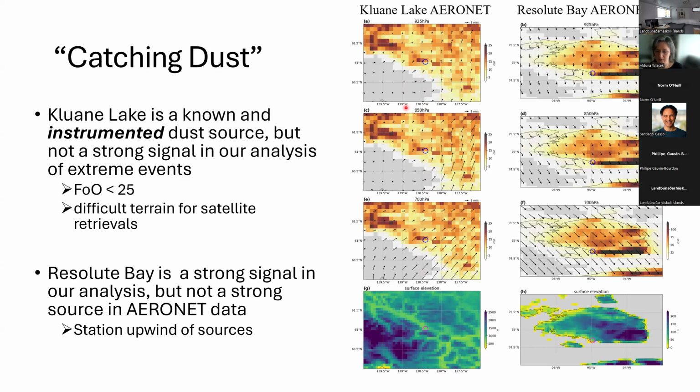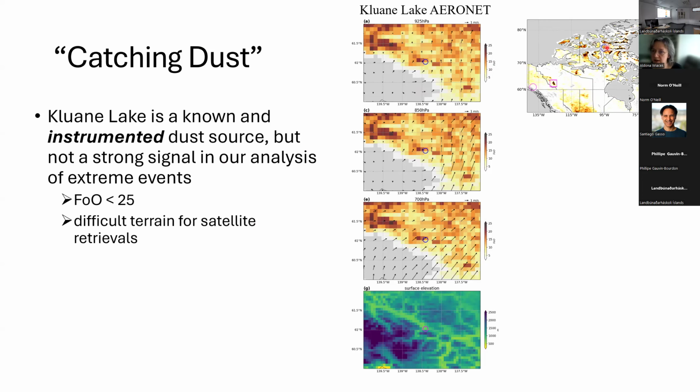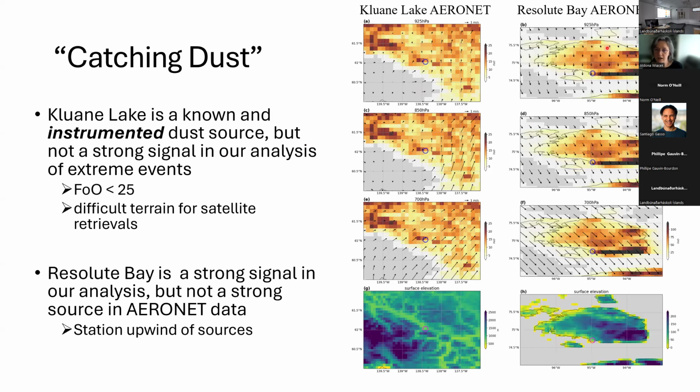The other one is Resolute Bay here. Resolute Bay has less of a topography problem, and the station is here, but essentially it's upwind of what our data calls a potential dust source, where the frequency of events that are quite dusty is high, but this station isn't positioned in a way to ever catch that because it's upwind of the sources.